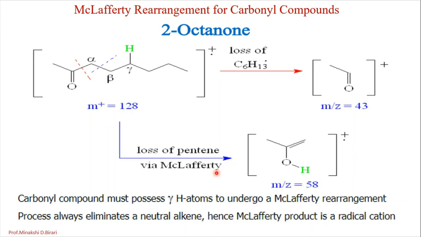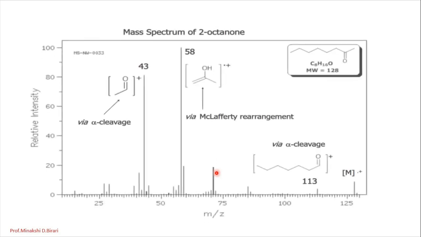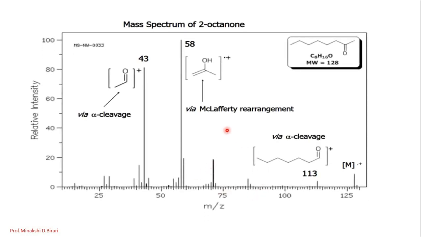And we know that in McLafferty rearrangement, a neutral alkene can be eliminated, and the product, nothing but a radical cation, the enol radical cation, can be observed in the mass spectrum also. So let us see the mass spectrum of 2-octanone. So it is the mass spectrum of 2-octanone.